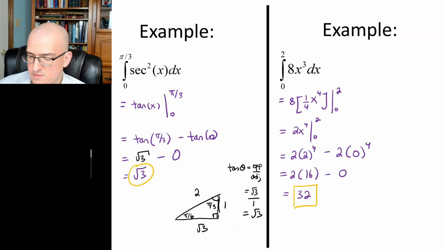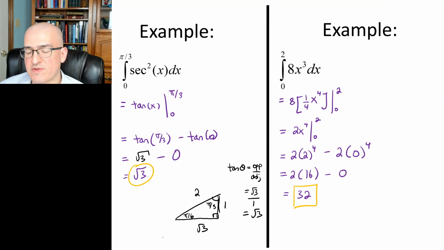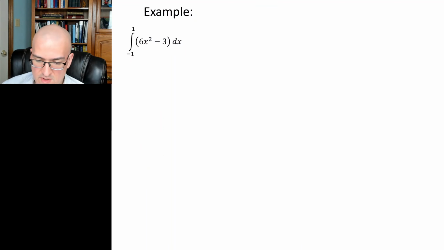All right, welcome back to our strange and mysterious process for taking definite integrals and getting a number out at the end. This new thing that we're doing. Okay, another example. This time we're integrating from a lower bound of -1 to an upper bound of +1, and our function is 6x squared minus 3.